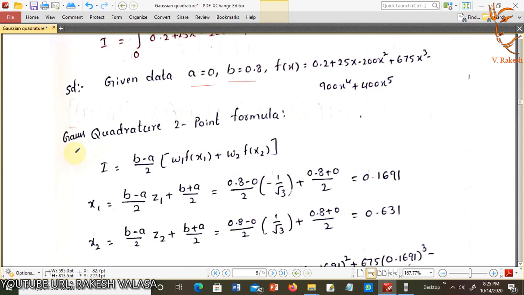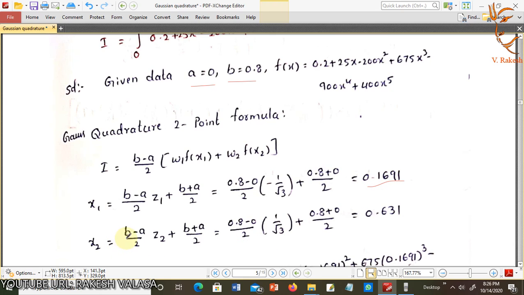We know the Gauss quadrature two-point formula: I equals (b minus a) by 2 into w1 f of x1 plus w2 f of x2. Here x1 equals (b minus a) by 2 times z1 plus (b plus a) by 2, which is (0.8 minus 0) by 2 times minus 1 by root 3 plus (0.8 plus 0) by 2. That answer is 0.1691.